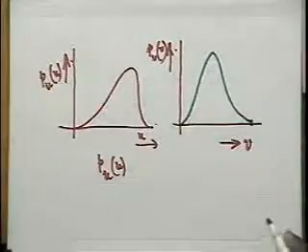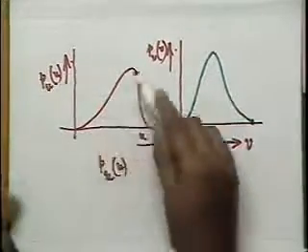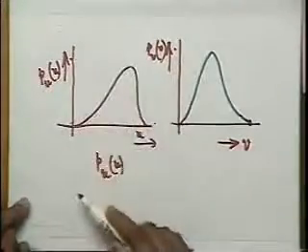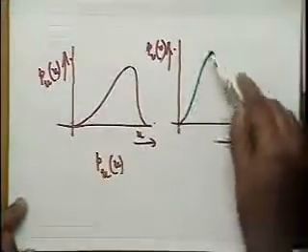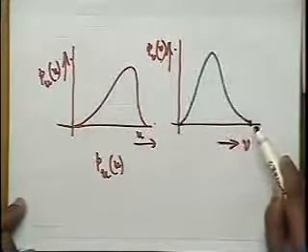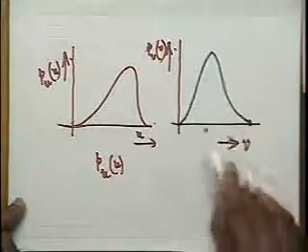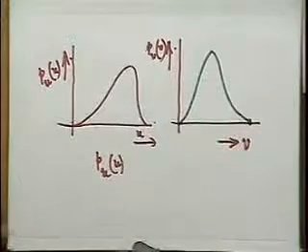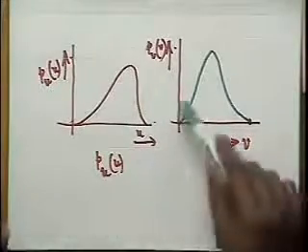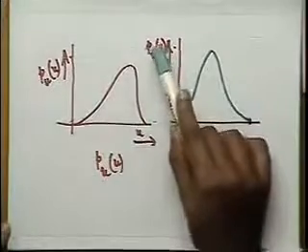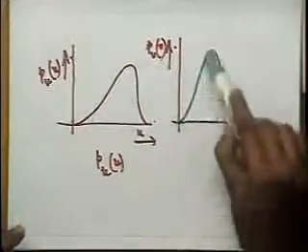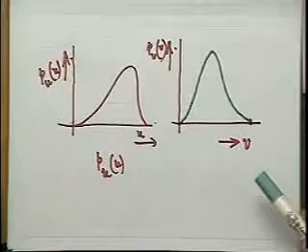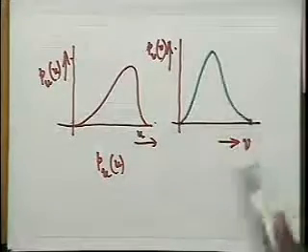Supposing I want the probability density function of the original image to be like this, and I would like to make the probability density function of the processed image of this nature. This is what I want for V. But obviously my histogram equalized image will not give me a probability density function of V having this nature. The probability density function of V will be uniform, but I want it to be this way.